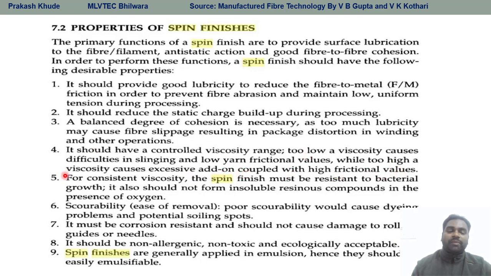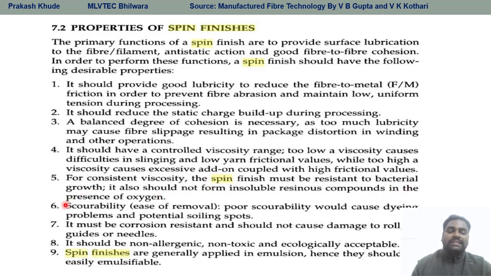The fourth desirable property required is consistent viscosity. The spin finish must be resistant to bacterial growth, because in the spin finish there could be chances of bacterial growth. So we need to have antibacterial agents in that spin finish, and it should not form an insoluble resilience compound in the presence of oxygen.